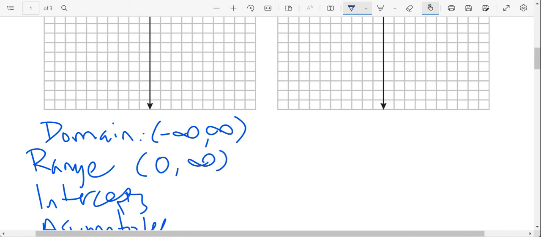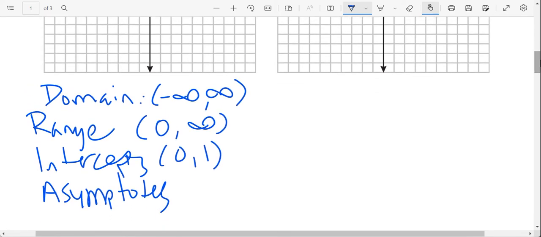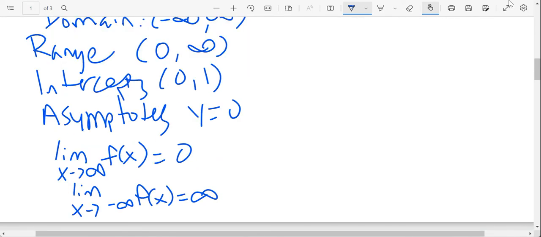Intercepts. What's your y-intercept? 0, 1. You don't have any x-intercepts. It doesn't cross the x-axis. Asymptotes. You have 1. For the original exponential function, it's always going to be y equal to 0 unless you have a transformation moving up or down. And I asked for the limits. As you go to infinity, it's getting closer to 0, as we established. As you go to negative infinity, your function is going to infinity because it keeps getting bigger and bigger.